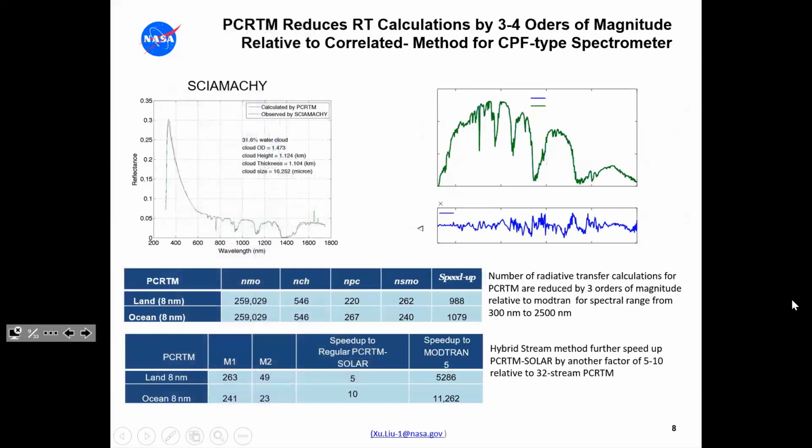So we have extended this method to the solar spectral region. This is just to show you, this frequency grid is gone. But anyway, this is from about 300 nanometers to 2.5 microns. This is the real SCIAMACHY measurement. It is a European satellite that has been decommissioned. But you can see the measurement agrees with our simulation very well.